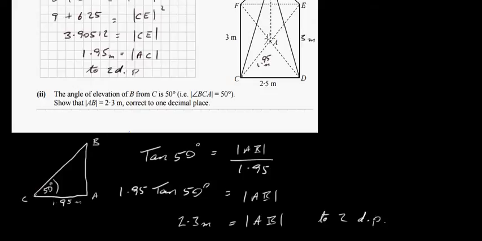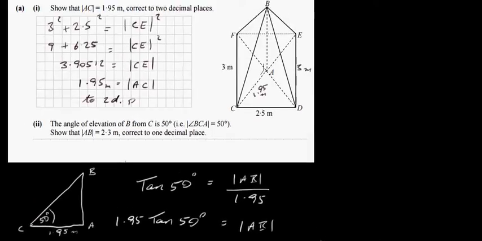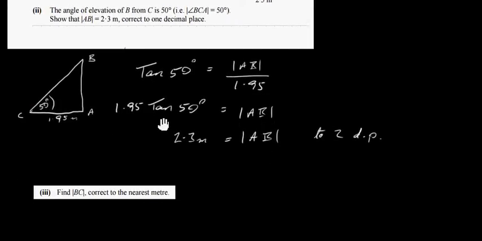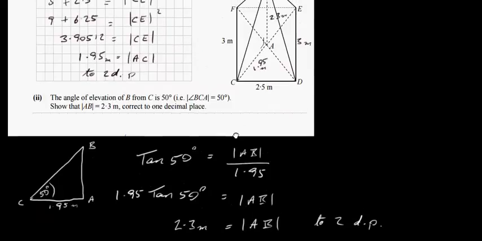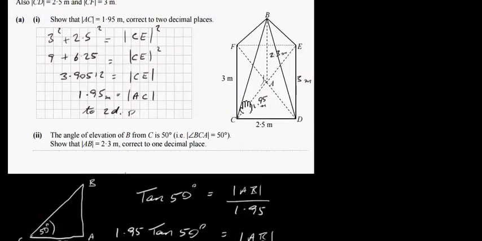So now we have the height here is 2.3 meters. So this here is 2.3 meters high. Okay. Let's move on then. Find BC correct to the nearest meter. Find BC. So where's BC? Okay, so we're going to look at this distance here from B to C.